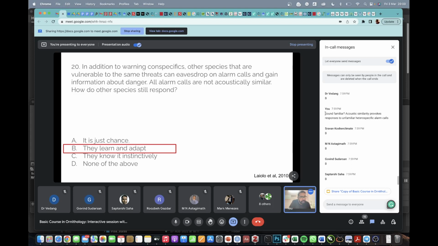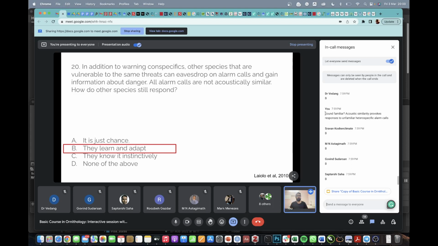Acoustic similarity provokes responses to unfamiliar heterospecific alarm calls. Basically, if alarm calls are usually useful for other heterospecific individuals as well, why shouldn't they be structurally similar, is what the question was. What they tried to find out is that no, they are not all structurally similar.